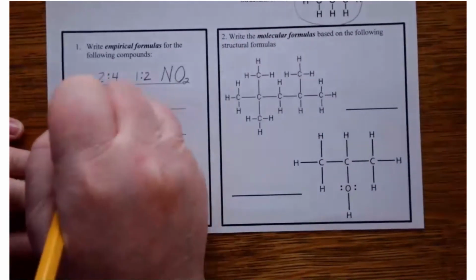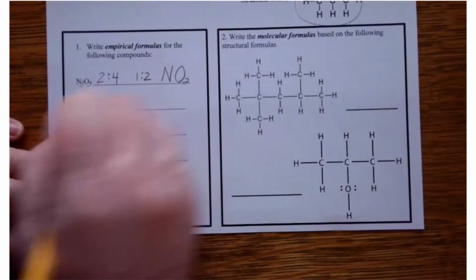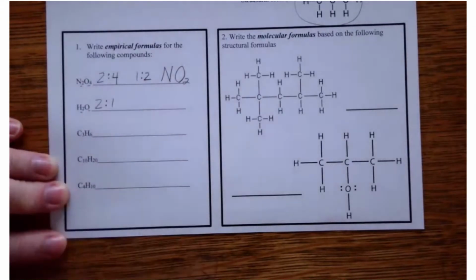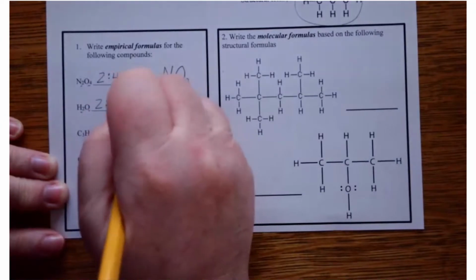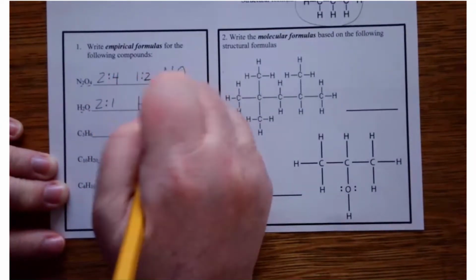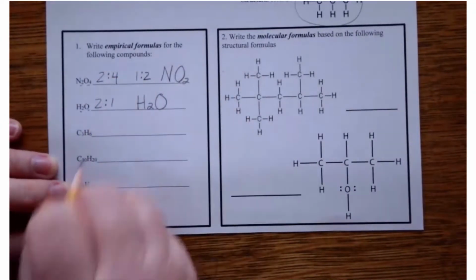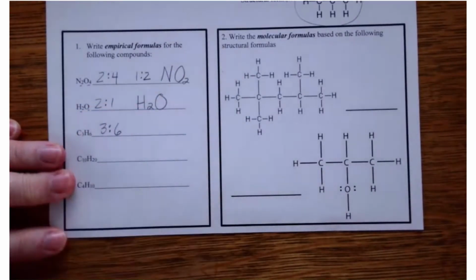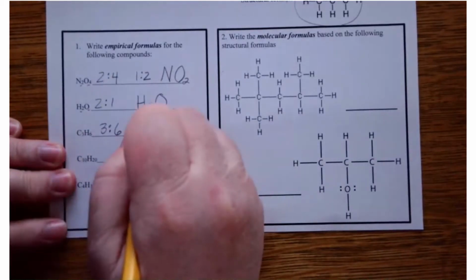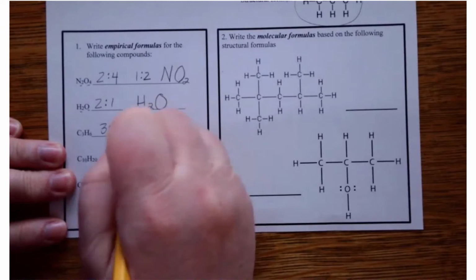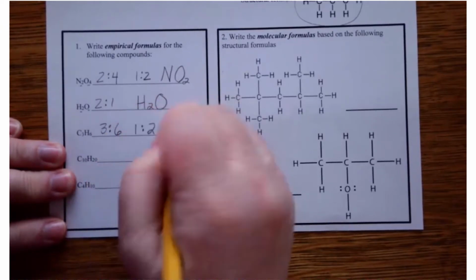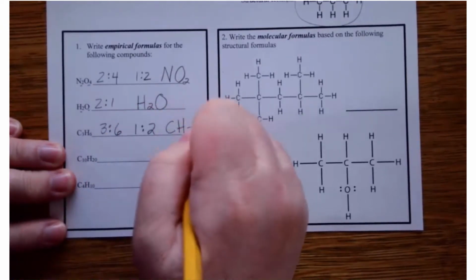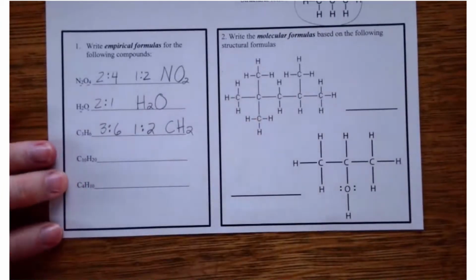All right, so this ratio is 2 to 1, right? When there's no subscript, it's a 1. So can I reduce that ratio? No, I cannot. So the empirical formula is the same, H2O. Let's look at this ratio, 3 to 6. Can I reduce that? Why, yes, I can. So the empirical formula would be 1 to 2. So that would be CH2 because we don't write the 1.